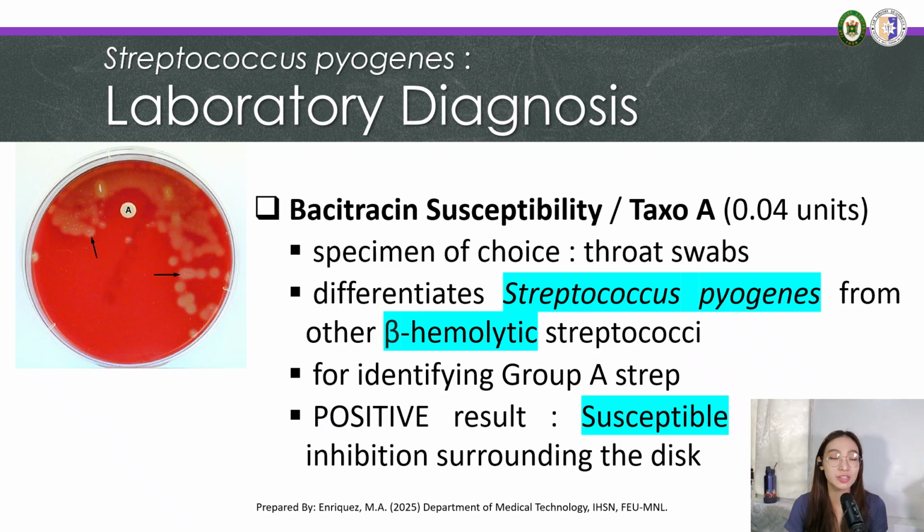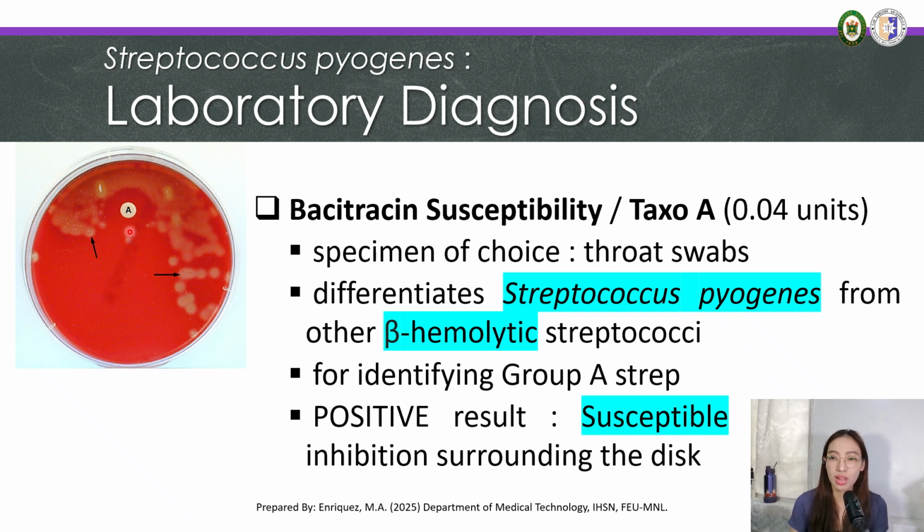First up is Taxo A or bacitracin susceptibility. This would help us differentiate strep pyogenes from all other beta hemolytic streptococci, specifically from throat cultures. So, with an antimicrobial disc containing 0.04 units of bacitracin, if the isolate is a group A streptococci, then this should give a susceptible result. All right, so magkakaroon po ng zone of inhibition around the disc as we can see right here.